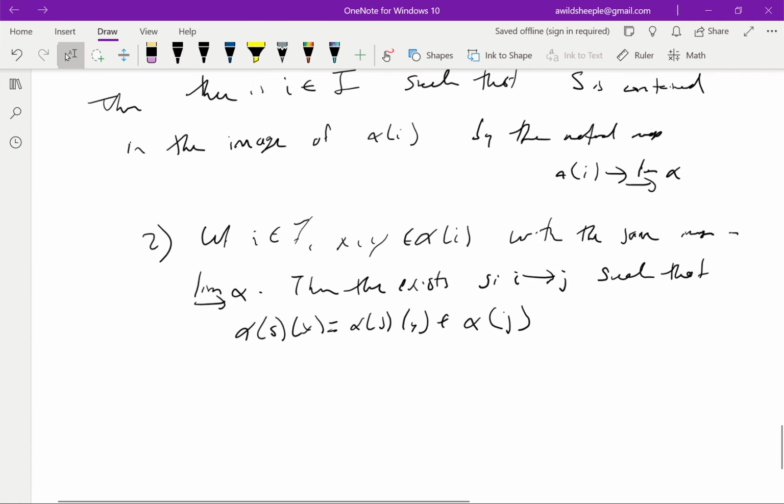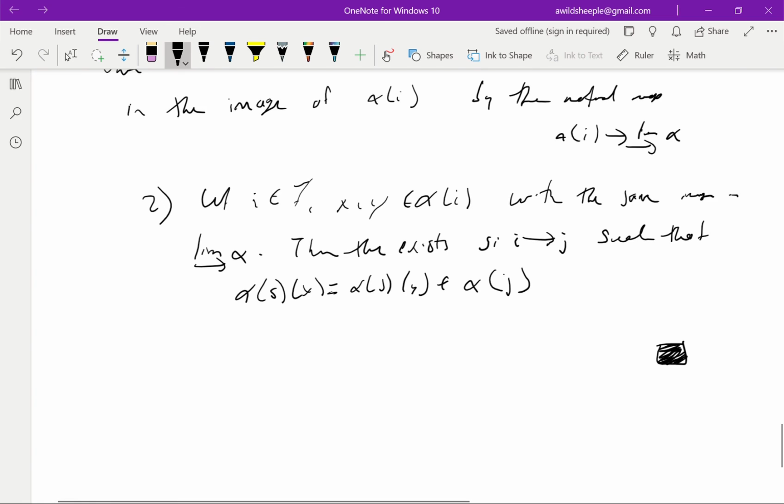Okay, so I think that's a good place for us to stop. We're going to pick up in the next video, where we're going to talk about this business of the forgetful functors and the IPC property.